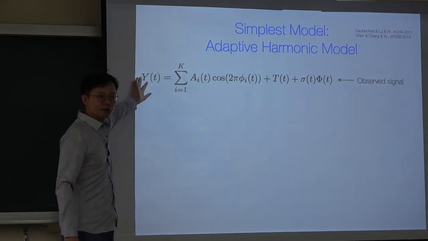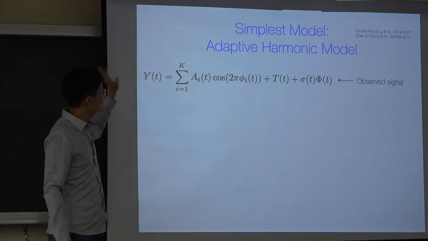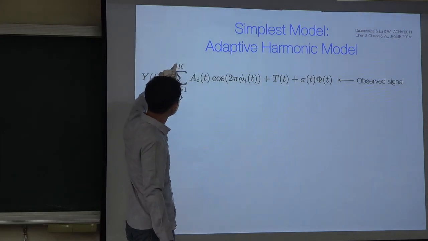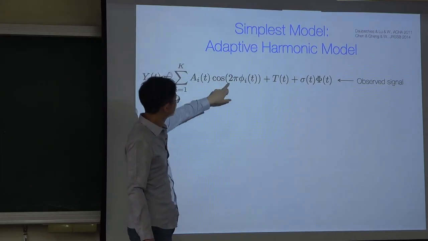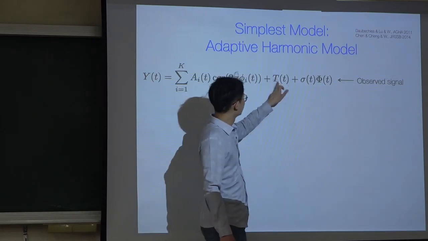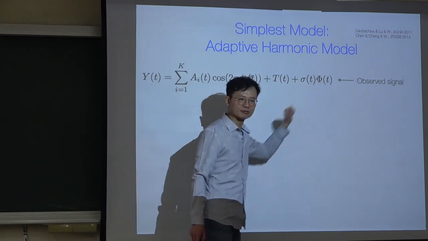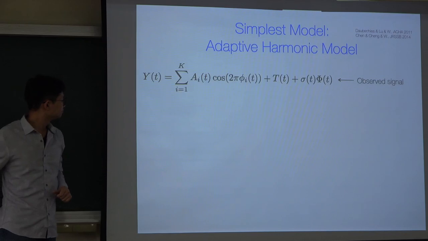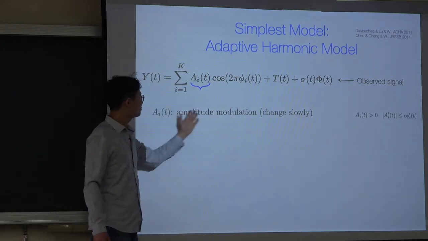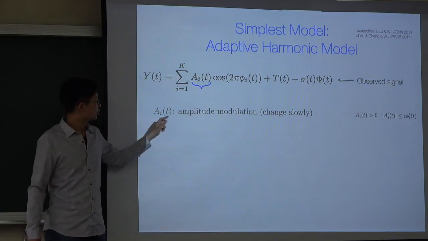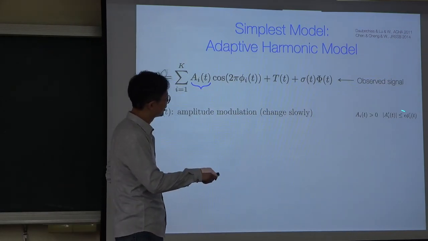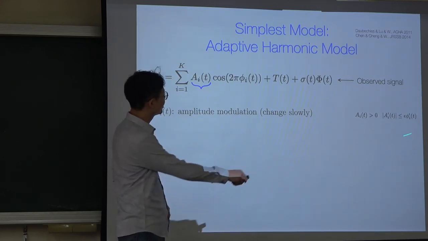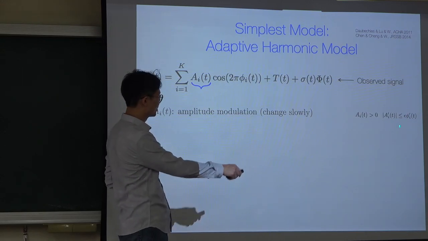You have y(t), which is actually a random process, but a non-stationary one, where you have a summation of K components, a_i(t) cos(2π φ_i(t)), plus a noise term Φ(t). It looks very complicated, but let's take a look at this one by one. This a_i(t) is the amplitude modulation, which we assume will change slowly in this sense: its derivative will be much smaller than epsilon times φ'(t), which I need to introduce in a bit.